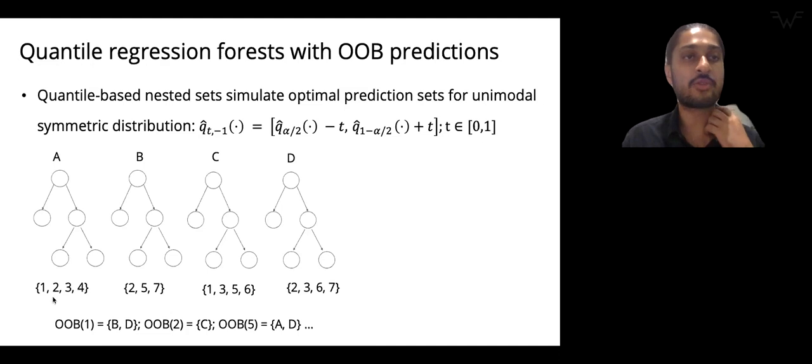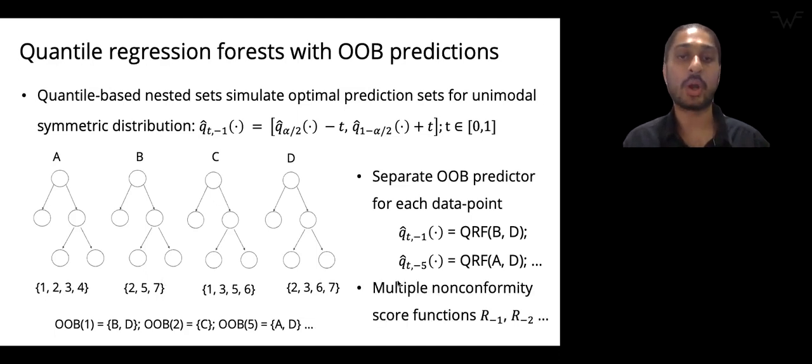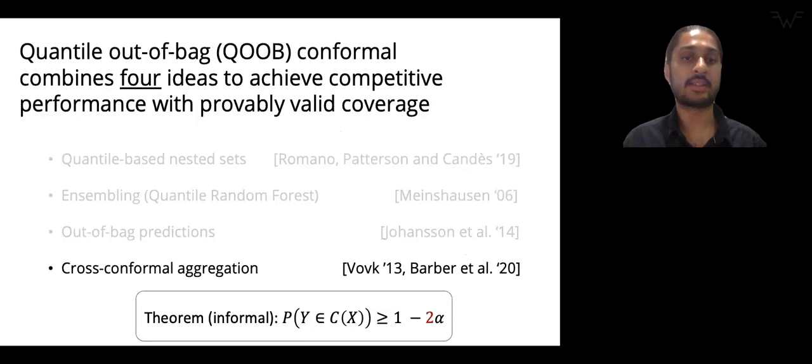So suppose the first 4 data points go to tree A, and then data points 2, 5, 7 go to tree B, and so on. Then the out-of-bag trees for the first data point correspond to tree B and tree D. Similarly, the out-of-bag trees for the second data point correspond to tree C, and so on. And hence, we can now define a separate out-of-bag predictor for each data point. So q hat minus 1 corresponds to a quantile regression forest with just the trees B and D, and so on for q hat minus 2 till q hat minus 7. And hence, we have multiple non-conformity scoring functions R minus i. And these can be aggregated using cross-conformal, which is our next idea.